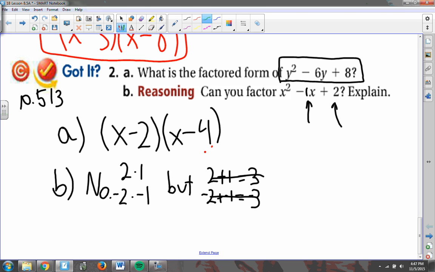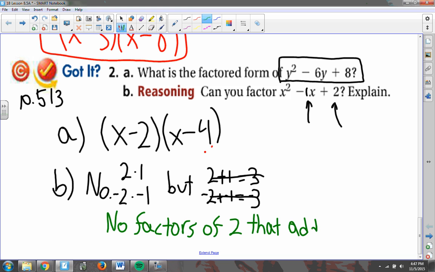So I will say there are no factors of 2 that add to negative 1. It's impossible. Can't do it. All right? And you will see that a lot of times in life, and especially later on in algebra class. A lot of times we can't always factor because none of our factors quite work out the way we need them to. Okay. All right, let's turn to the next page, please, to page 514 together.